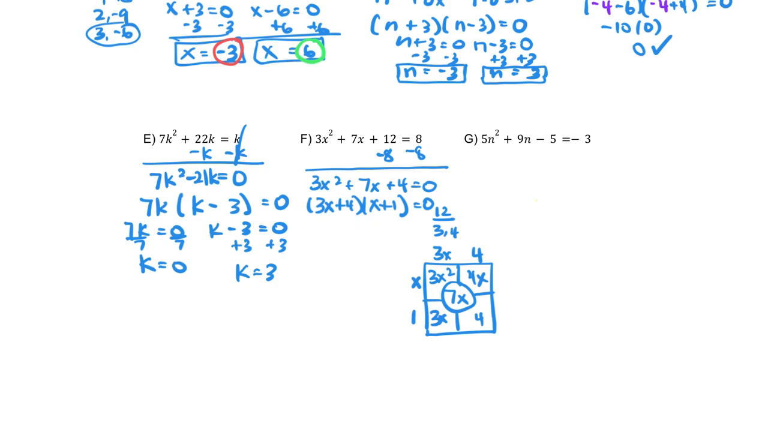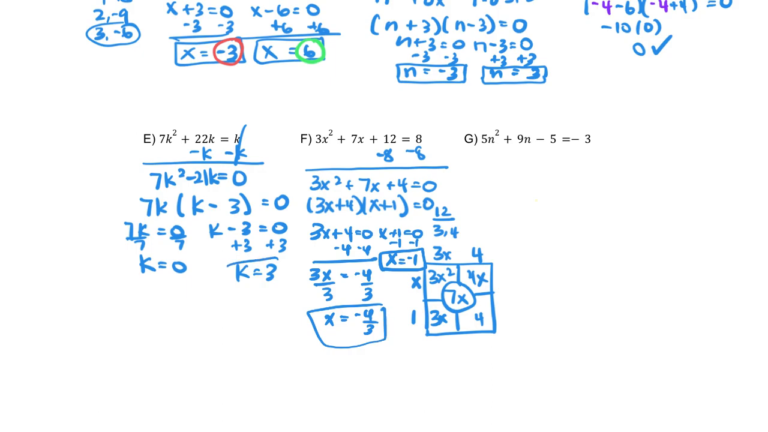Now we're going to set those factors equal to 0. 3x plus 4 equals 0, and x plus 1 equals 0. We're going to subtract 4. This is the first time we've had a two-stepper. 3x equals negative 4. We're going to divide both sides by 3, and we get x equals negative 4/3. You're going to leave this as a fraction, and then this other one, we're going to subtract 1 from both sides, and we get x is equal to negative 1. So these are our answers.